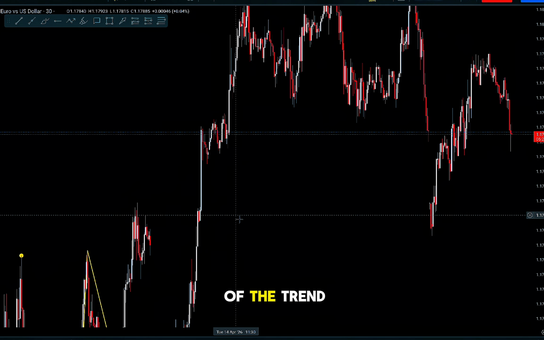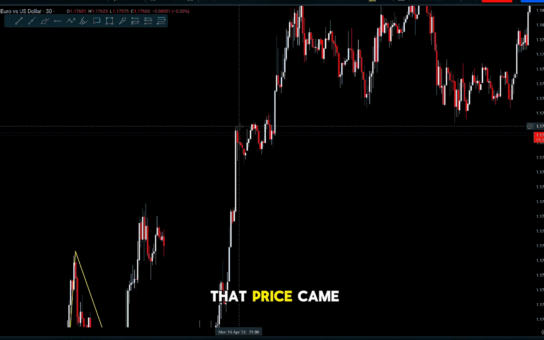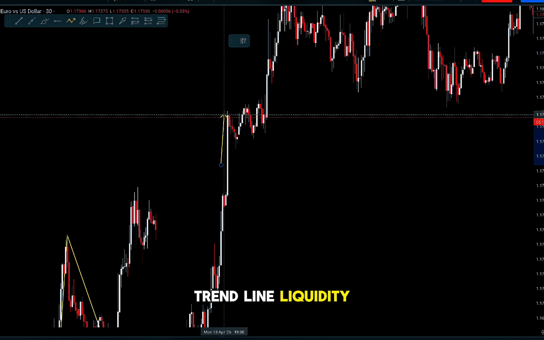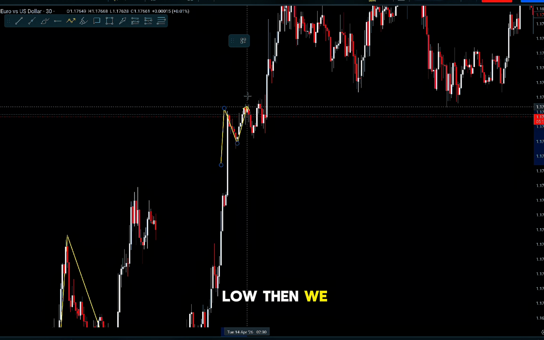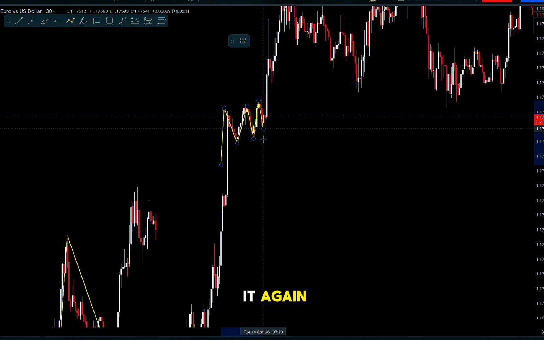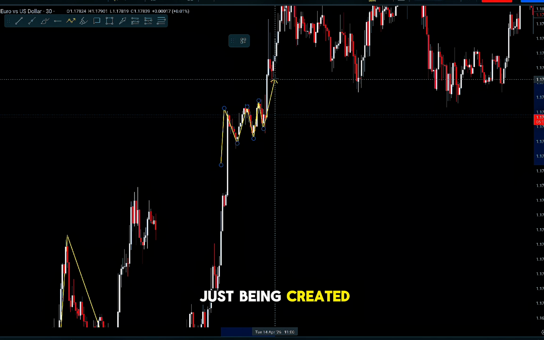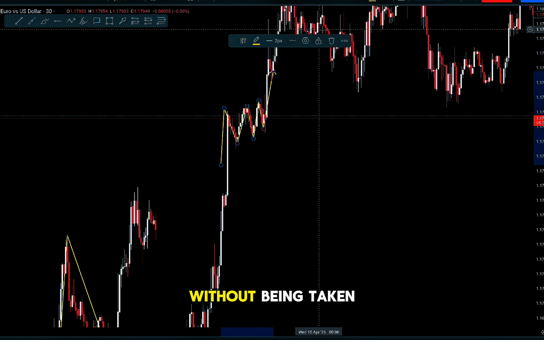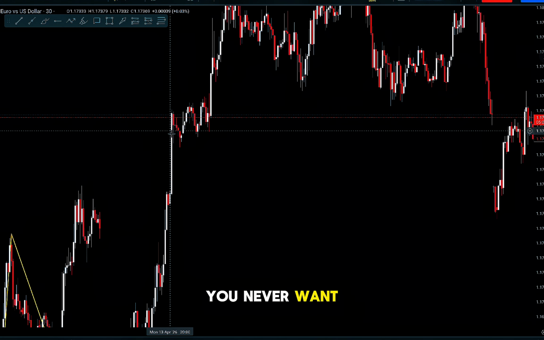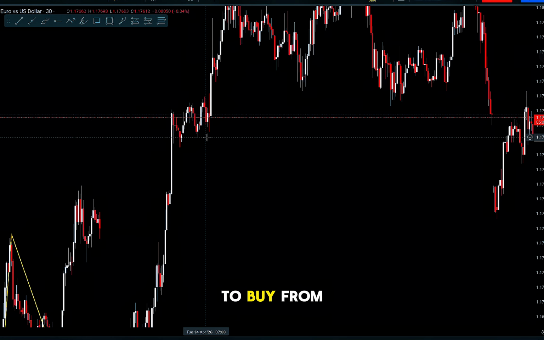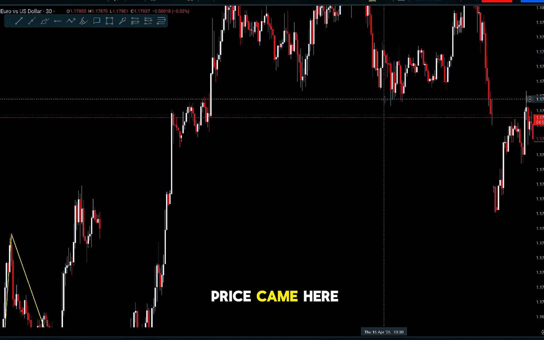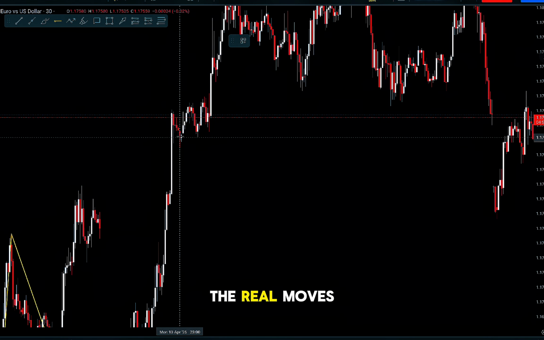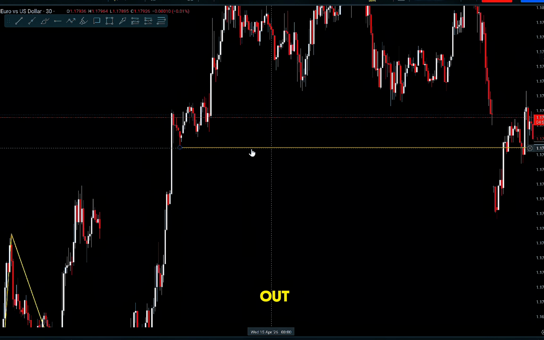Also, in terms of the trend line liquidity, we can see that price came all the way here and then created this trend line liquidity. We created this low, then we broke it, then we broke it again. These lows were just being created without being taken out. You can see how they mitigated each other without being taken out. You never want to be looking at something like this to buy from. We can see price came here and then it went back. Focus. The real moves will come when this is taken out.